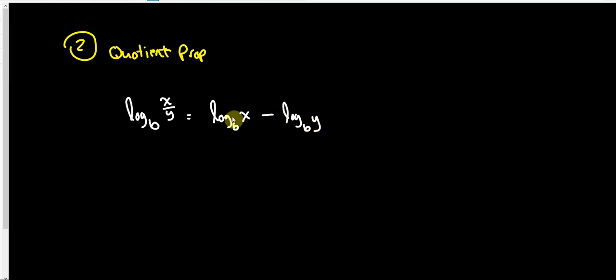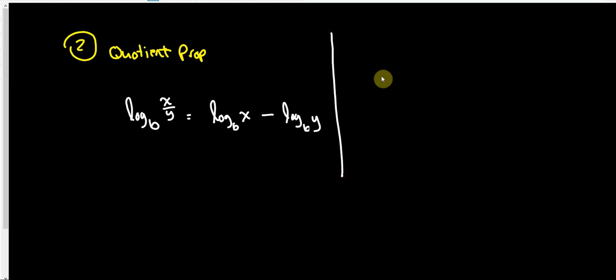Or if I have two logs with the same bases being subtracted, I could rewrite it as a fractional single log. Now notice that the input that is on top will be the first input subtracted. The second input is the one from the bottom, because order with subtraction does matter. Okay, and I could do this either direction, but let's work a quick example.